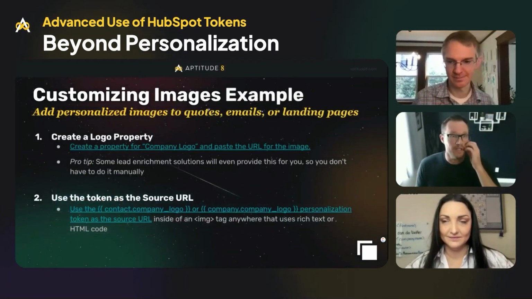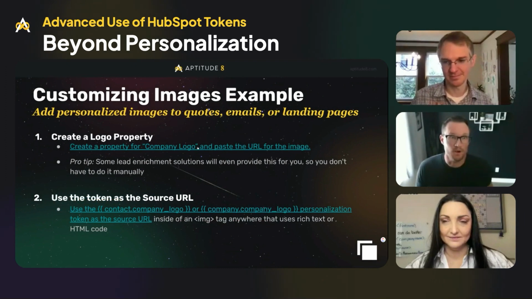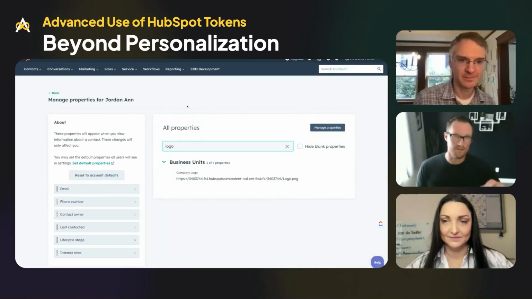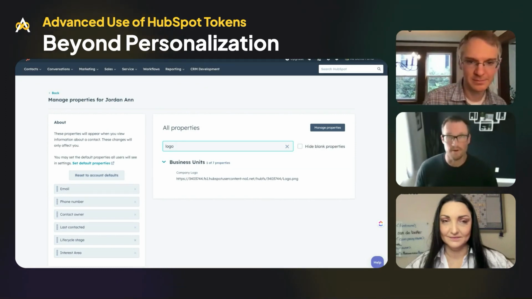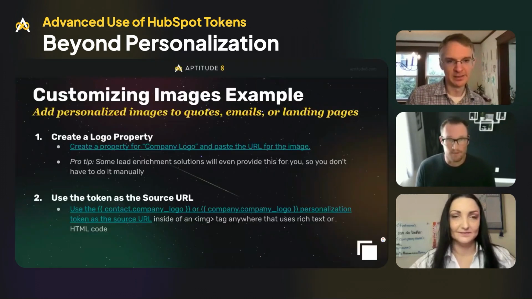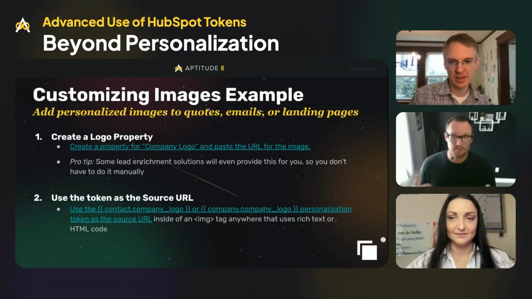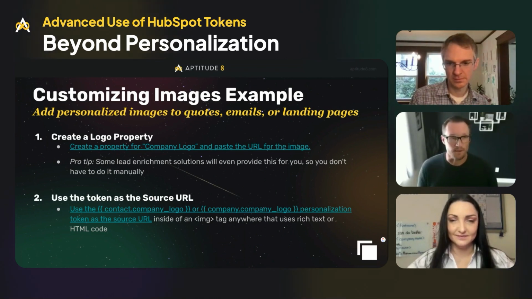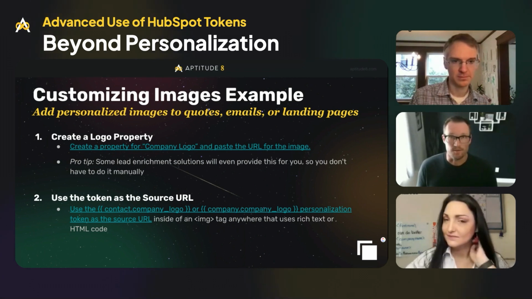And so here, what we did is we created a company logo property. Right now, this is living on a contact object, but you could very easily do this on the company record itself too. I mention that because a lot of lead enrichment tools that people are using might even provide this for you. That might be one of the data points that they pull from an enrichment standpoint, and you could map that directly to your company object property. So you wouldn't have to go and manually source these.